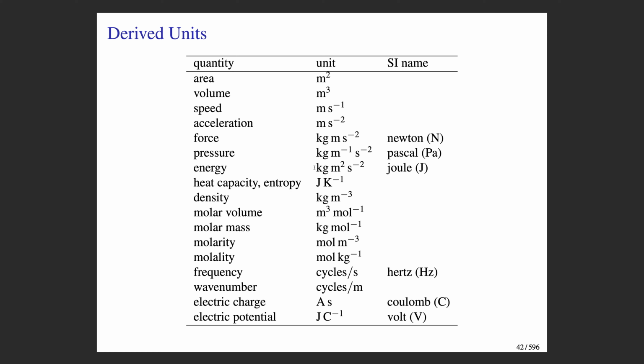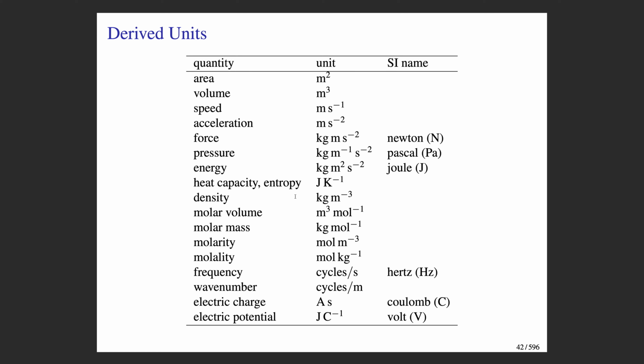When we do the thermochemistry portion of the course, we'll work with units of joules, so kilograms meter squared per second squared. It represents energy, and we call that the joule. We'll also work with heat capacity in this course, which has units of joules per Kelvin. In the second semester of general chemistry, you'll encounter the quantity entropy, which also has units of joules per Kelvin.